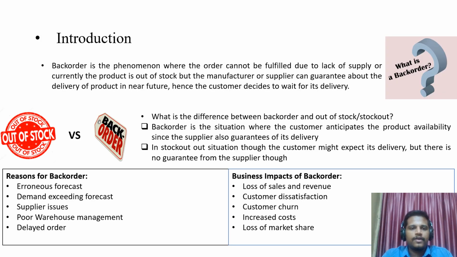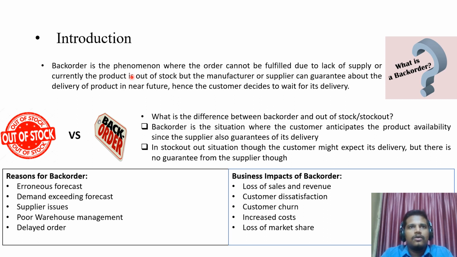The very first question when I hear this particular topic is, what exactly is a back order? A back order is a phenomenon where the order cannot be fulfilled due to lack of supply, or the product is out of stock. The manufacturer is not able to deliver that product to the customer, but guarantees that at a later date the manufacturer will be able to deliver it. So the customer waits for that product to be delivered in future.